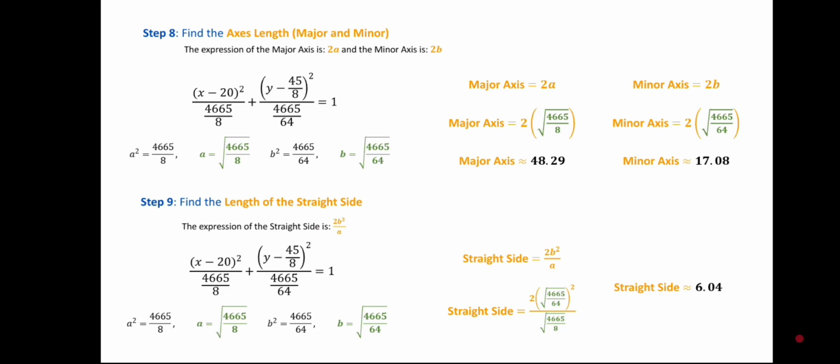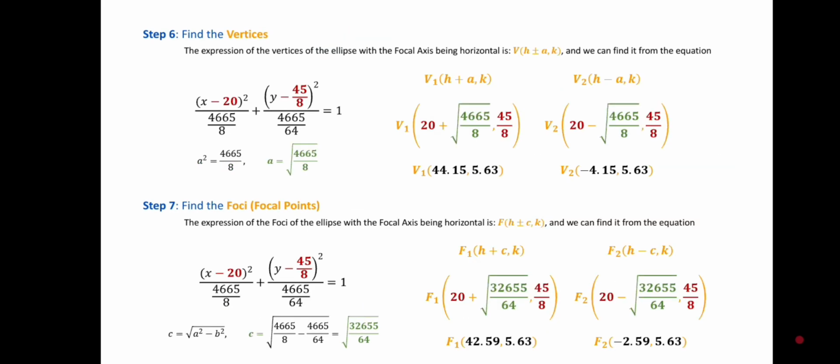And now we can find the focal points. The first one will be h plus c, so it is 20 plus the square root of 32,655 divided by 64, comma k, 45 divided by 8. So the first focal point will be at 42.59, comma 5.63. And the second focal point will be h minus c, so it will be 20 minus the square root of 32,655 divided by 64, comma k, 45 divided by 8. So the second focal point will be at minus 2.59, comma 5.63.